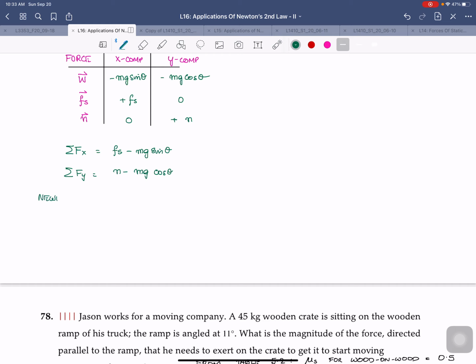Newton's second law says the net force in the x direction is mass times the acceleration in the x direction. Net force in the y direction is the mass times the acceleration in the y direction.